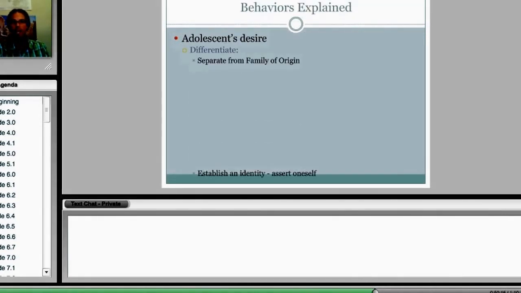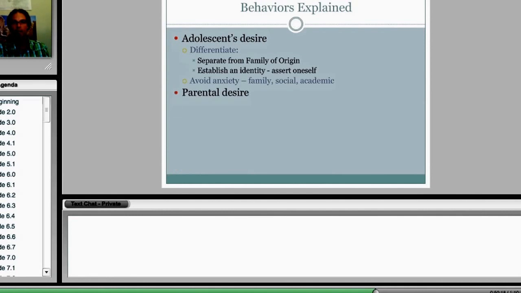Again, this is a summary. I put a slide here just to highlight what happens. This is a normal developmental process working towards differentiation, and the goal for the adolescent is that they want to separate, they want to launch, and they also want to avoid anxiety. So the struggle comes with it. They're not sure how to separate from their origin in a healthy, productive way and manage the anxiety that comes through that period of time. Problematic patterns don't resolve.